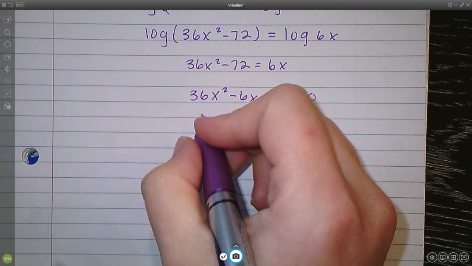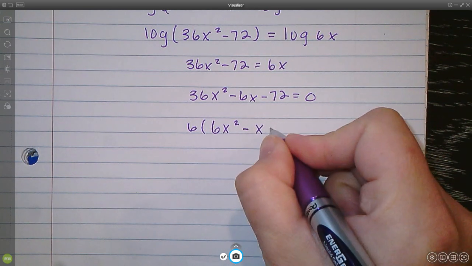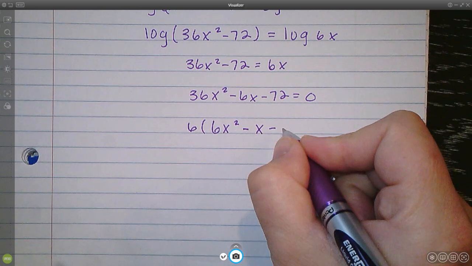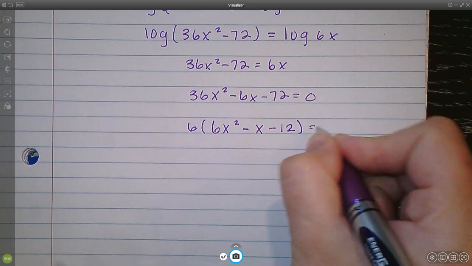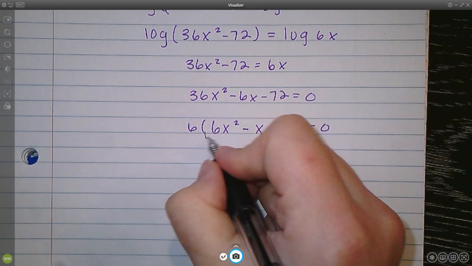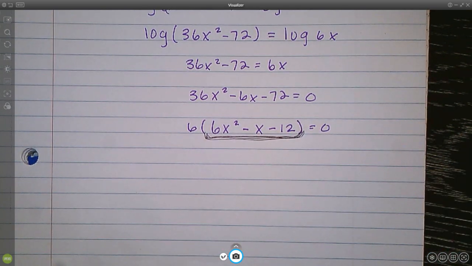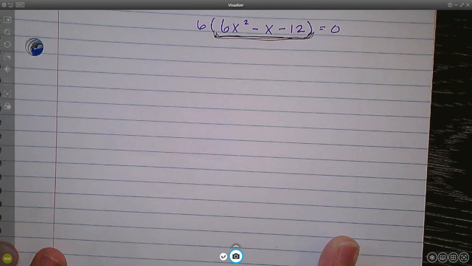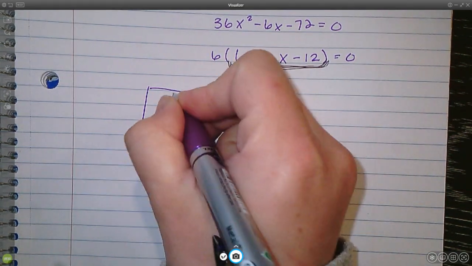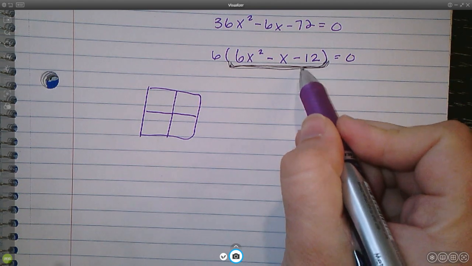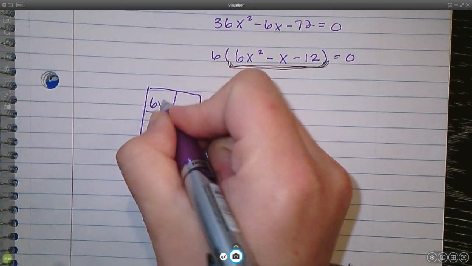Then we can factor out a 6, so we can take 6 and then 6x squared minus x minus 72 divided by 6 is 12. Okay, so now we need to solve this. So you need to be able to use grouping or the box method. I'm just going to do the box method really quick and just remind you how it works. So you make a box. Okay, this negative 12 will go here. This 6x squared goes here.